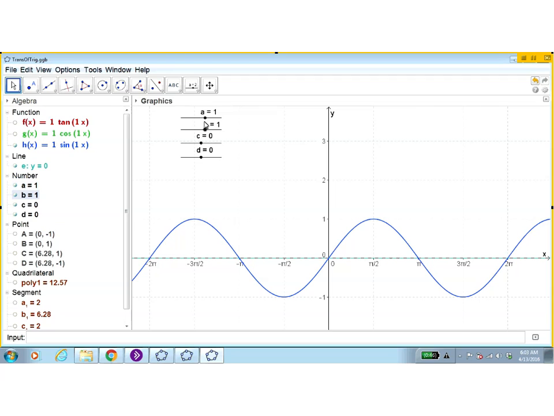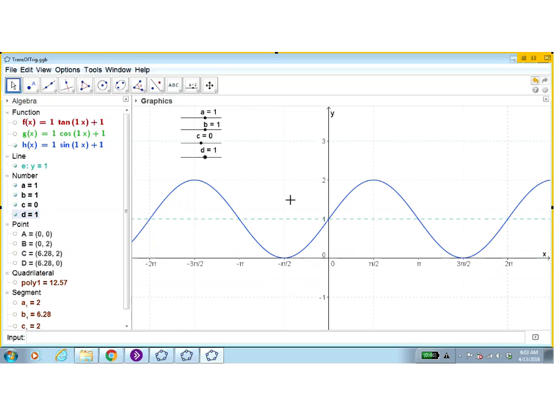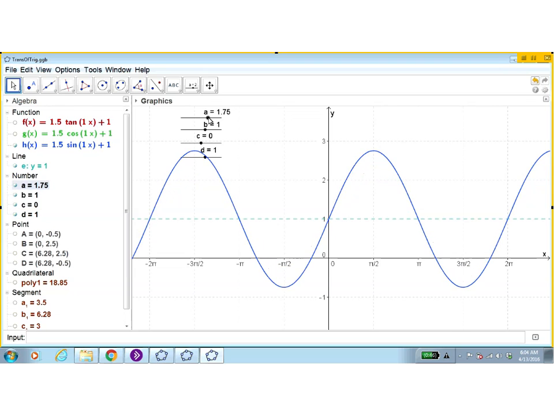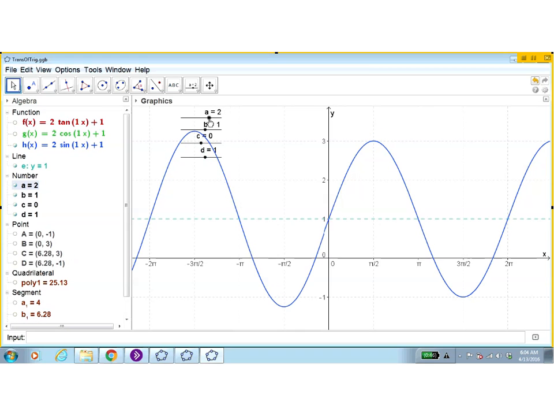Now A is at 1 right now. And notice our highest value is 1, and our lowest value is negative 1. So what happens if I change, and actually I'm going to move the midline up just a bit to 1. So now my highest value is 2, and my lowest value is 0, right? I go from 2 to 0 in my wavelength, and my midline is at 1. What happens when I change A to 2? So now my highest value is 3, and my lowest value is negative 1.